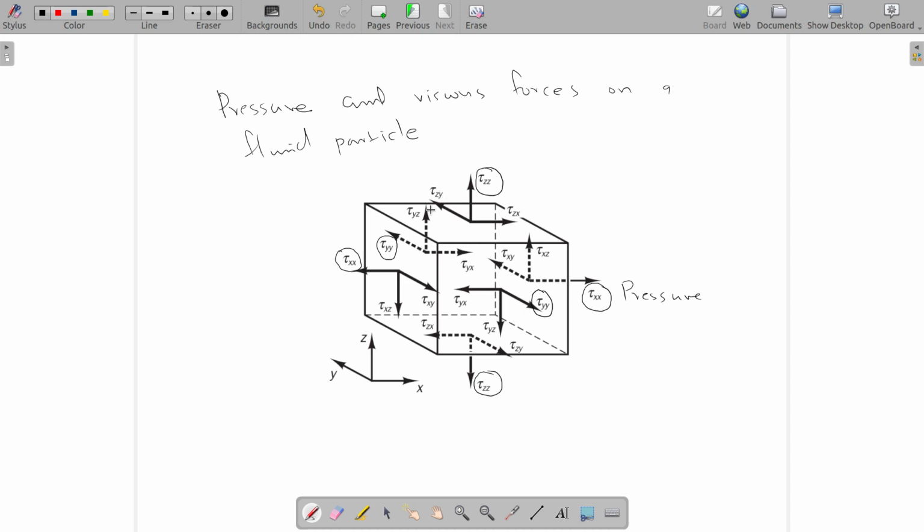Tau zy is the shear force in the z direction, acting on the plane perpendicular to the y axis. Similarly for all other faces. So what will be the force resulting from each of the stresses on the sides? How do you get force from stress? Stress is force per unit area. So force is equal to stress multiplied by area, the product of stress and area.